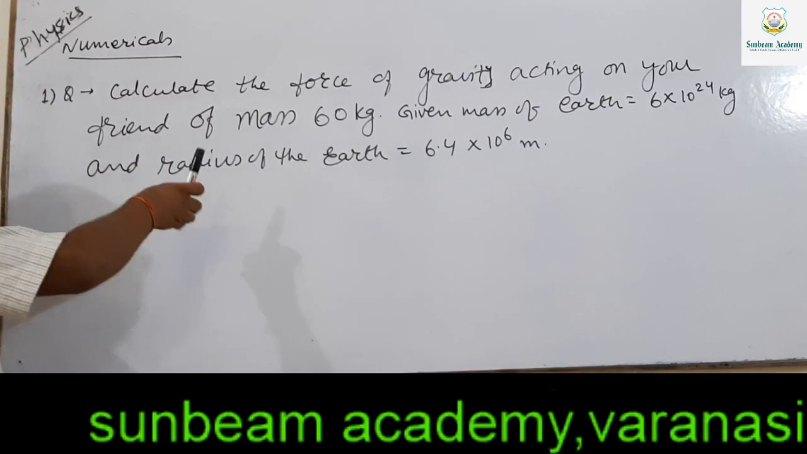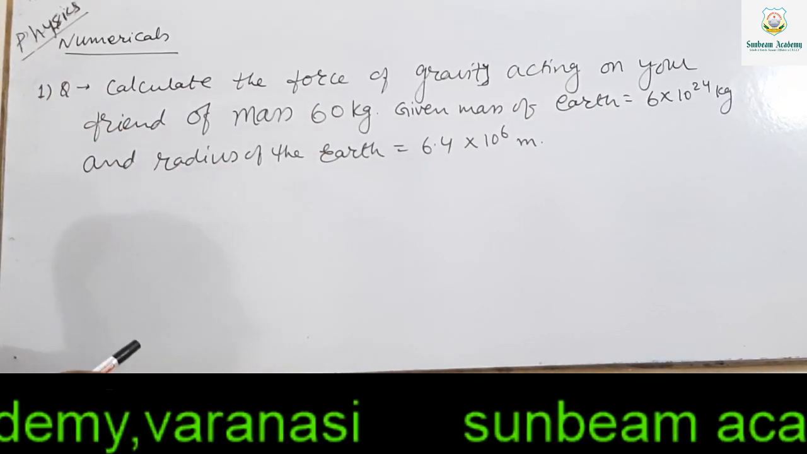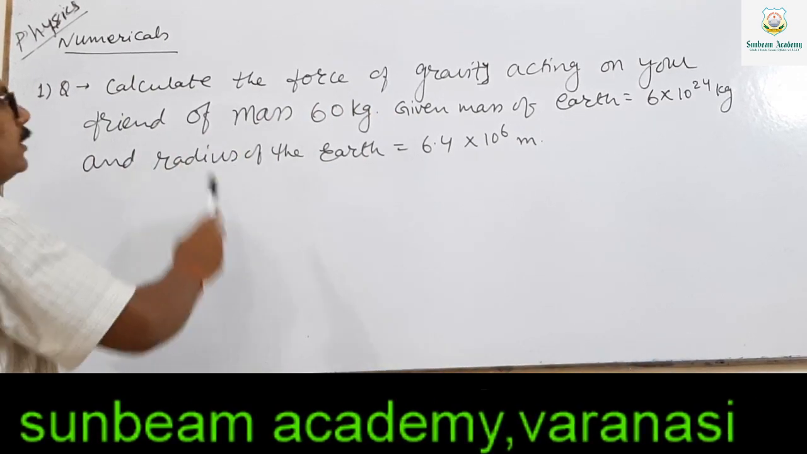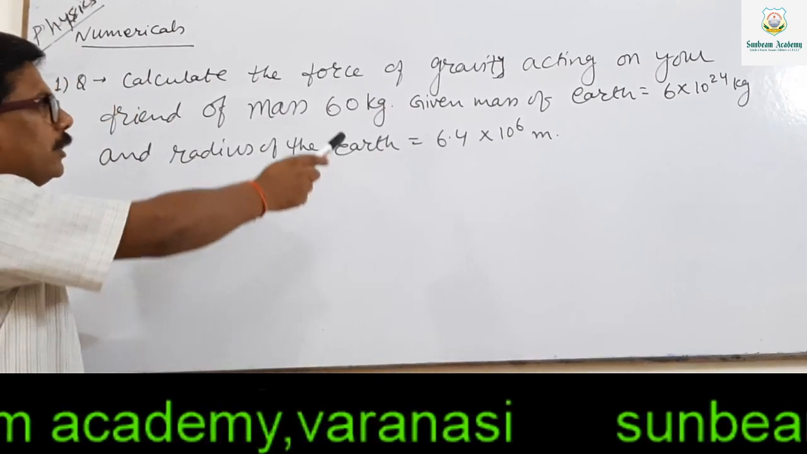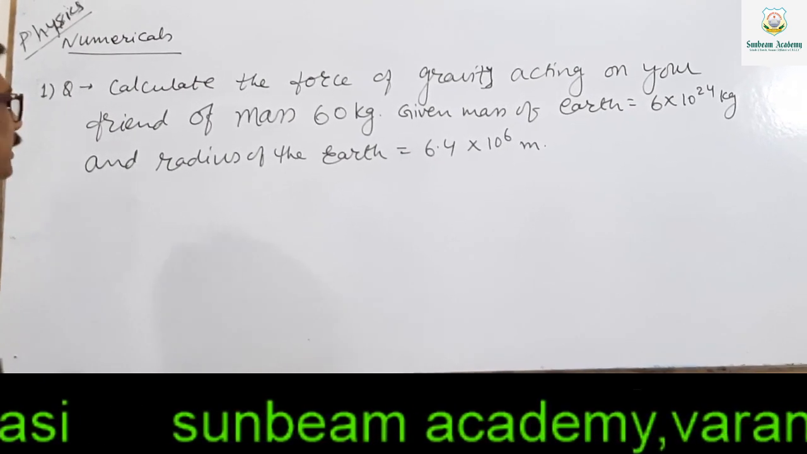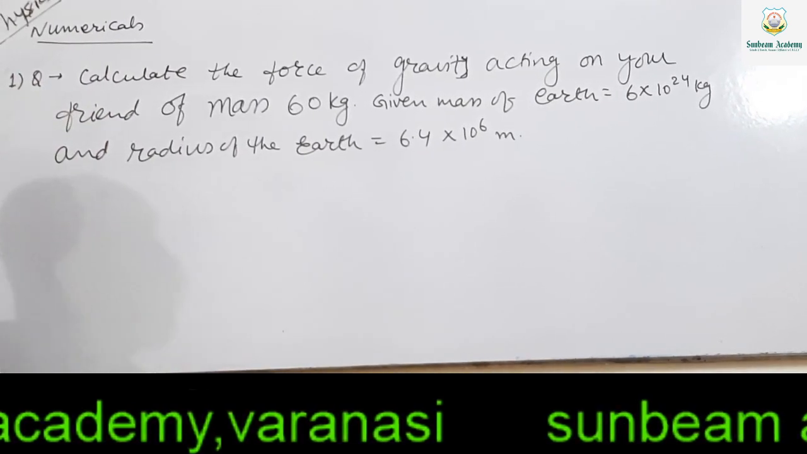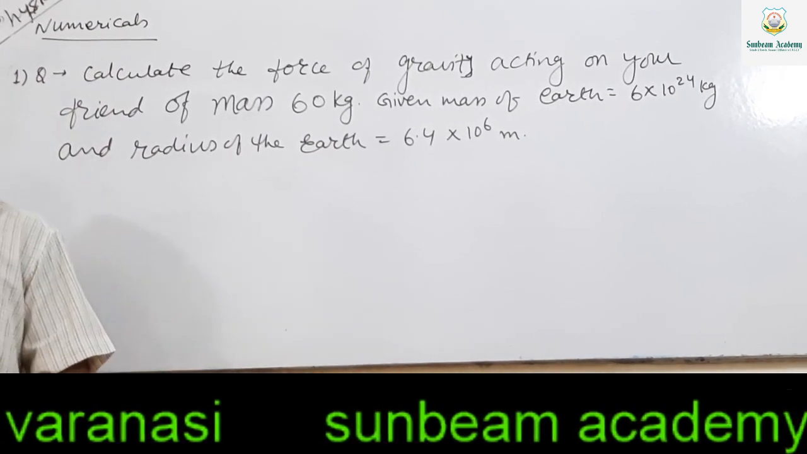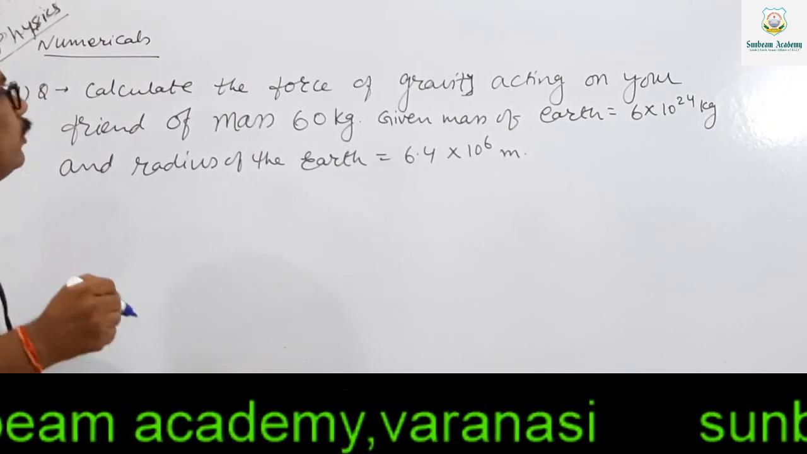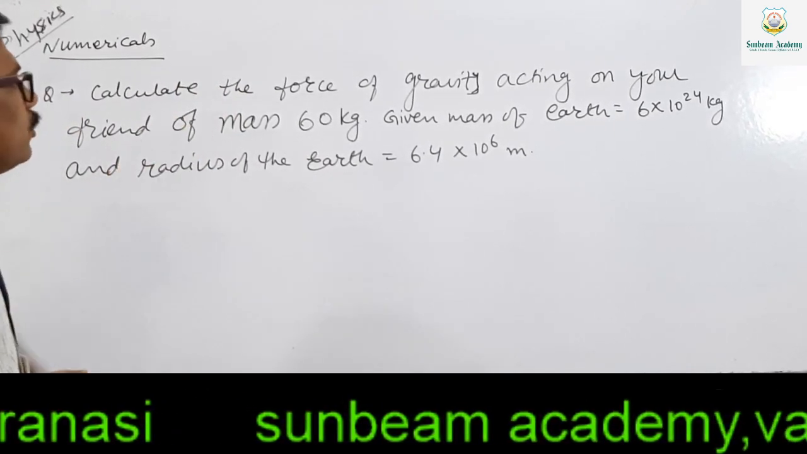The numerical is: calculate the force of gravity acting on your friend of mass 60 kg. Given the mass of the earth 6 into 10 to the power 24 kg and radius of the earth 6.4 into 10 to the power 6 meter. Now let us see. We have to calculate what? Force of gravity. What are the data given in this numerical?